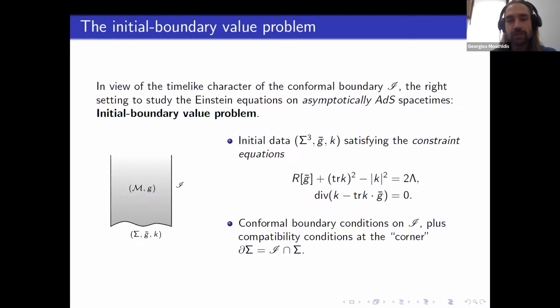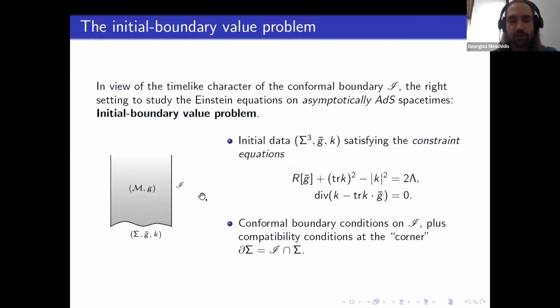Now, the Einstein equations are of hyperbolic nature. And exactly because we have this boundary at infinity, the right setting to study those solutions is through the initial boundary value problem. How do we formulate the initial boundary value problem? Well, we have to prescribe first initial data along a spacelike hypersurface, a surface like t equals 0 on AdS. Those initial data have to satisfy the constraint equations, which I've written down here in the vacuum case.